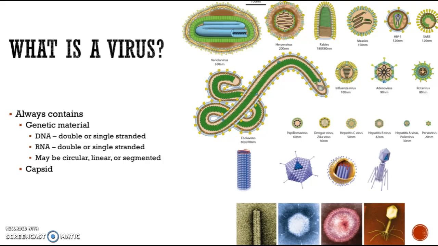Now, those genetic materials are way different than what we're used to seeing. We're still seeing DNA and RNA, the same nucleotides, but now the DNA could be double or even single-stranded, which is really odd. And RNA can be double-stranded or single-stranded, and you can even have some pieces of double versus single-stranded throughout the entire genome. In terms of the shape of the genome, it can be circular, linear, or even segmented.